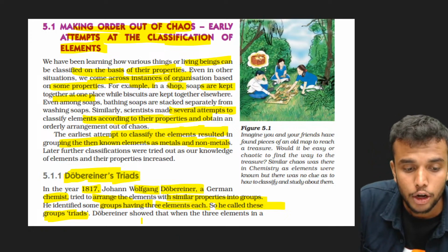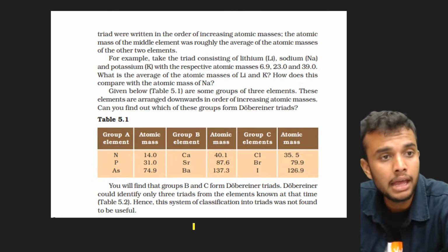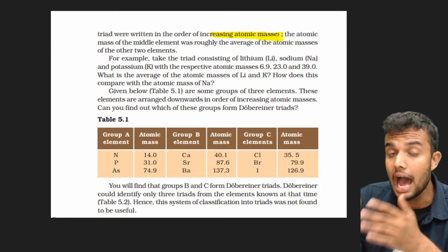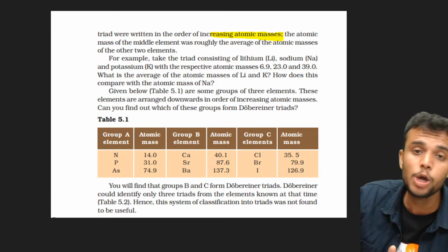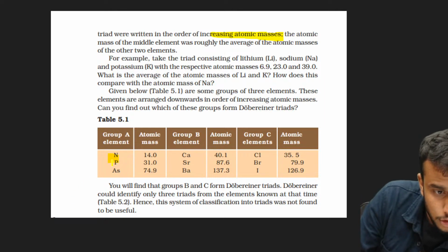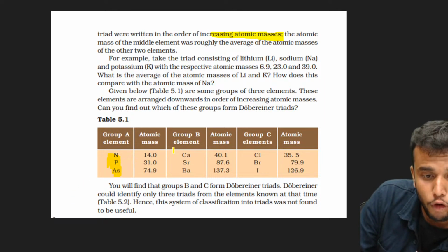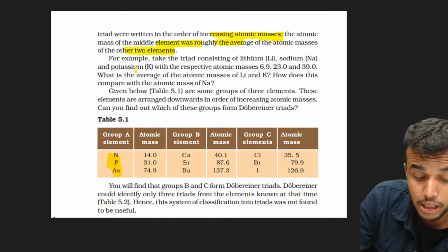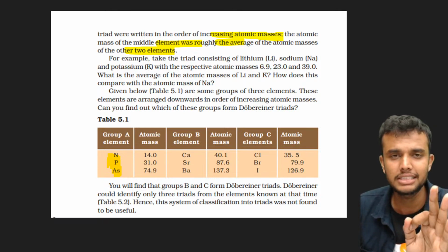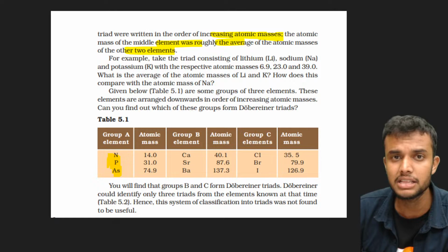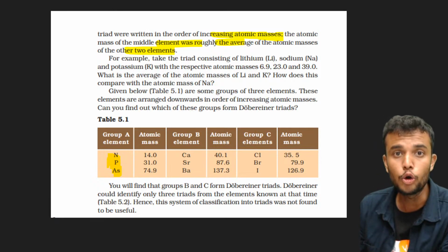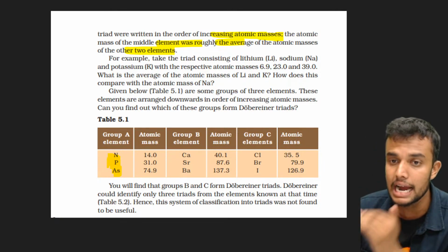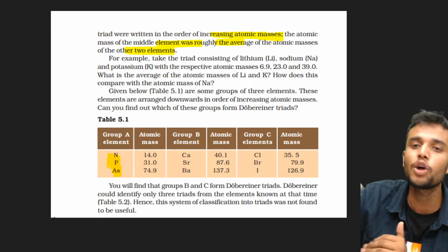After that, Dobereiner showed that when the 3 elements in a triad were written in the order of increasing atomic mass, he arranged the 3 elements in increasing order. For example, nitrogen, phosphorus, arsenic: 14, 31, 74. Then the atomic mass of the middle element was roughly the average of the atomic masses of the other 2 elements. He arranged a group of 3 elements and called them triads, and arranged them in increasing order of their atomic masses.